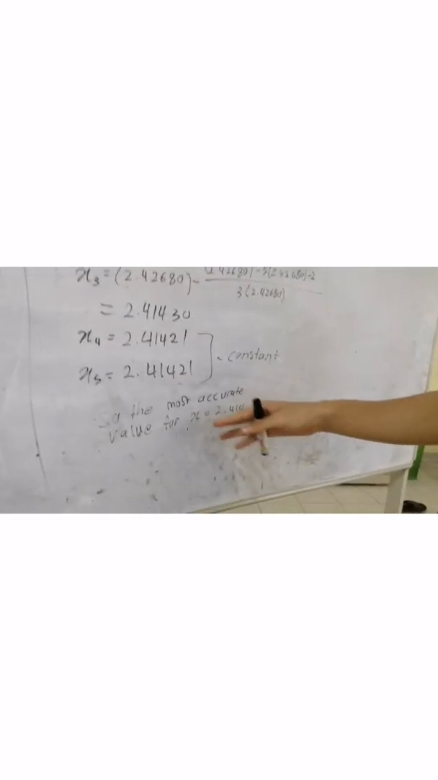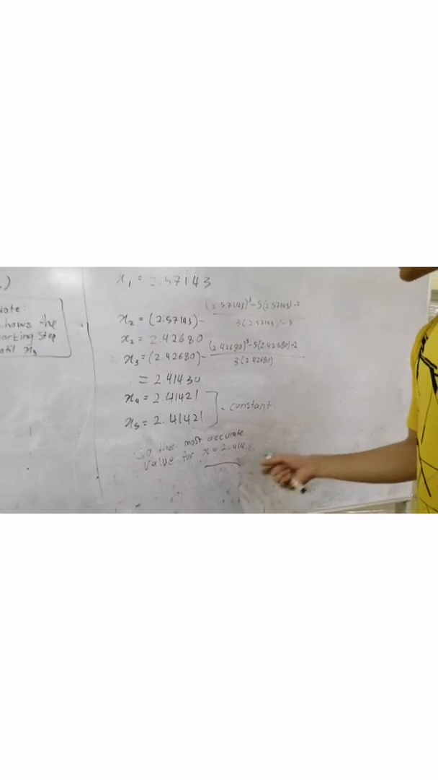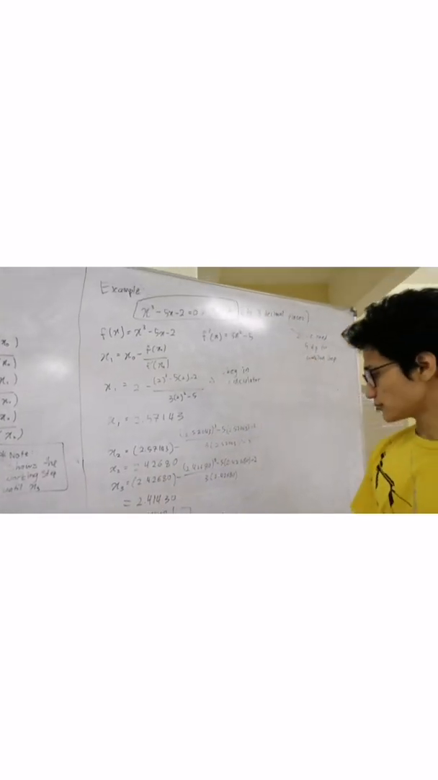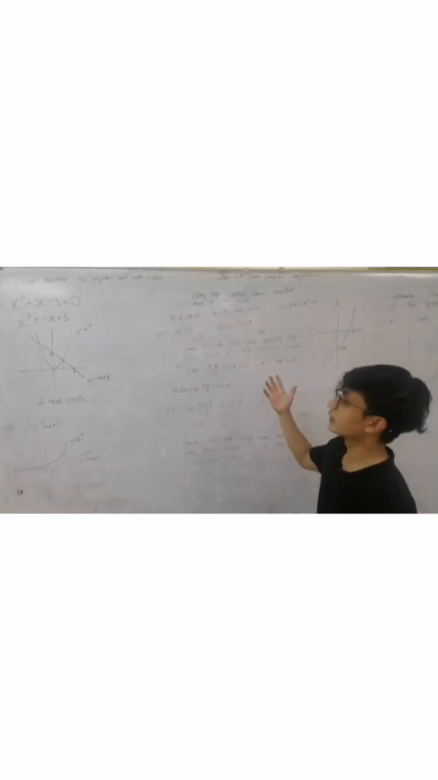So the most accurate value for x is 2.414, which is in 3 decimal places. That's all for me. I'm going to teach you about solution of non-linear equation.